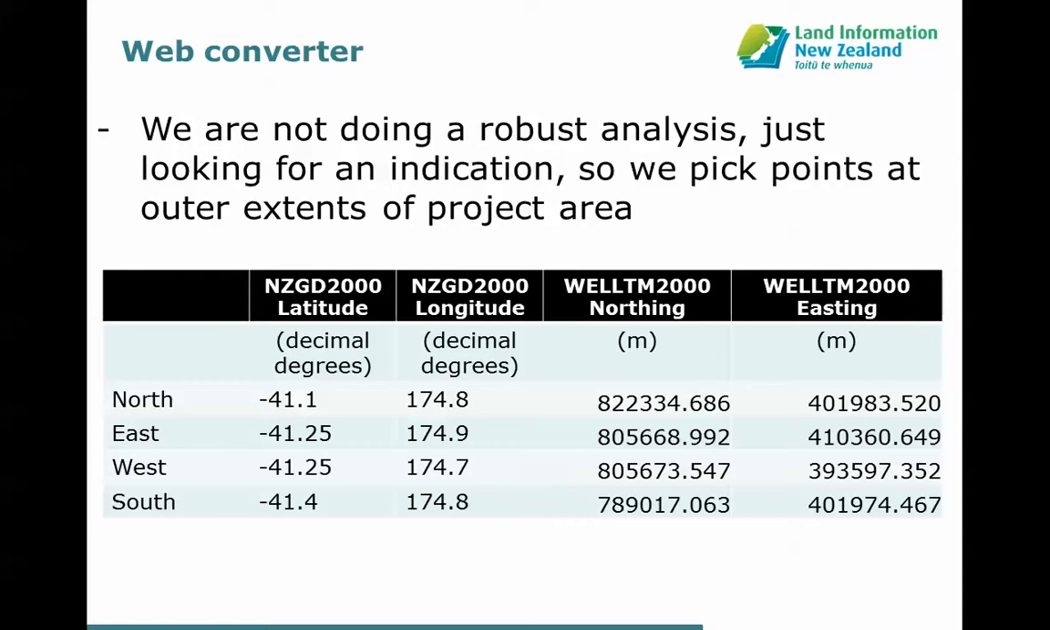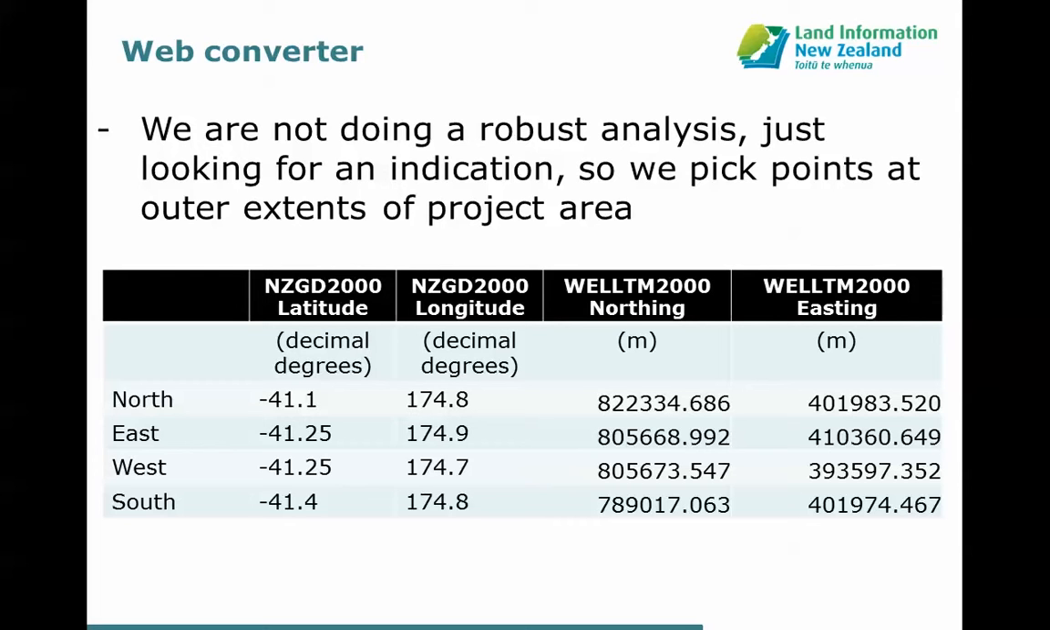So the purpose of this exercise is not to do a robust analysis of deformation throughout Wellington. What we're wanting to do is get an indication of what the deformation is, so that we can use that information to decide, firstly, do we need to apply the deformation model? And secondly, what is the general magnitude of those corrections that might need to be applied?